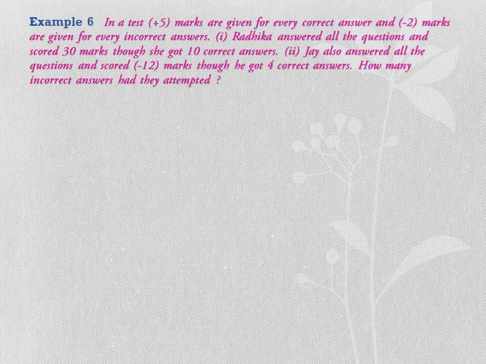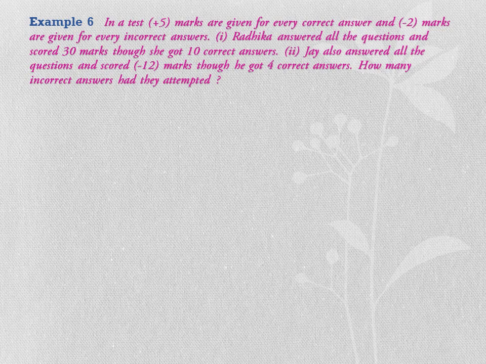Now, let us discuss example 6 in page number 24. In a test, positive 5 marks are given for every correct answer and negative 2 marks are given for every incorrect answer. Radhika answered all the questions and scored 30 marks, though she got 10 correct answers. Jay also answered all the questions and scored negative 12 marks, though he got 4 correct answers. How many incorrect answers had they attempted?